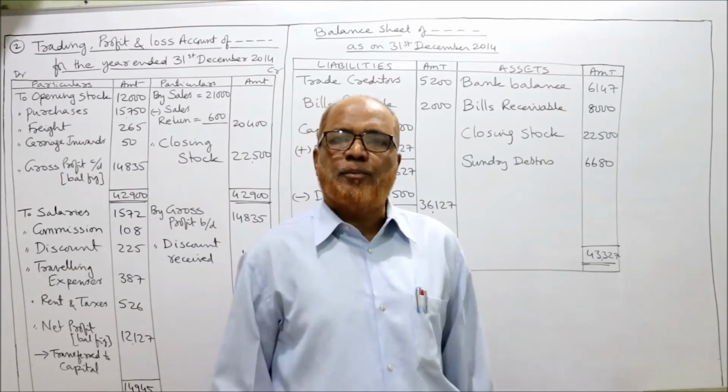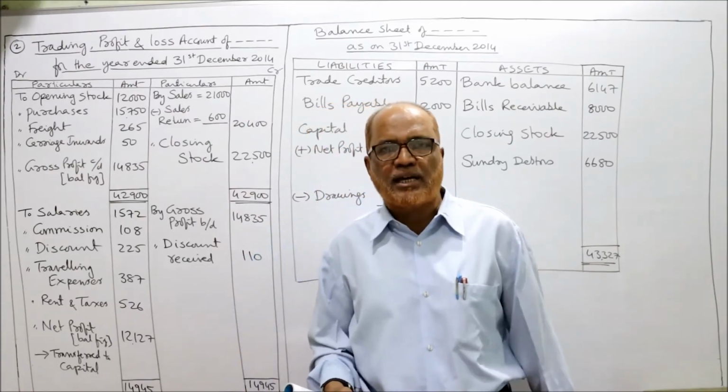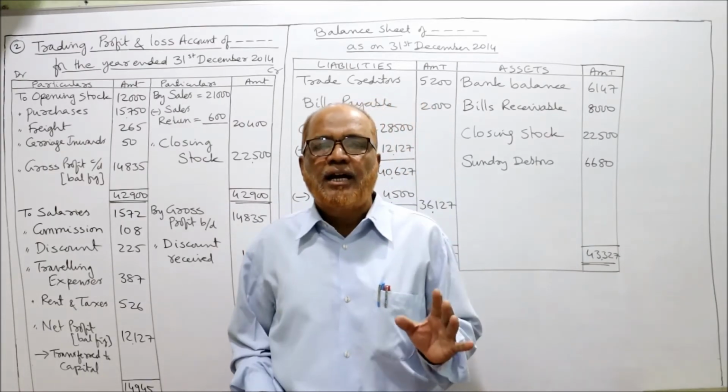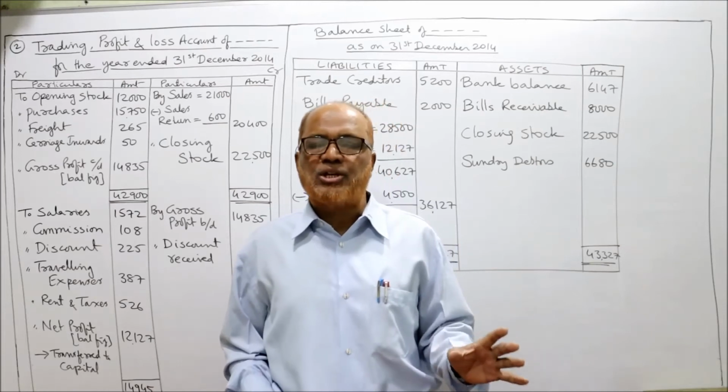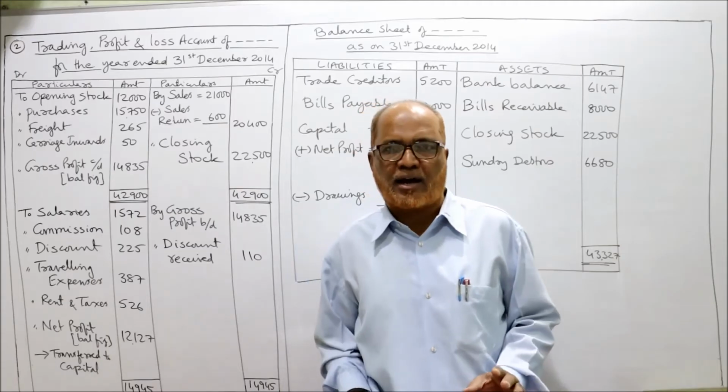Now we'll start the second problem. Already the first main problem we have done. Now I am reading out the second problem. See carefully. In this problem we are required to make the trading profit and loss account and balance sheet. This is the first problem where we have to make the complete final accounts.